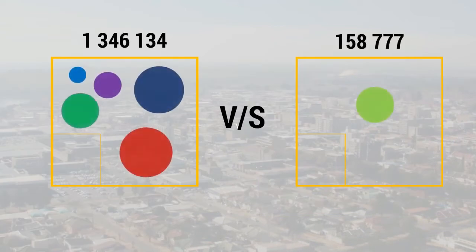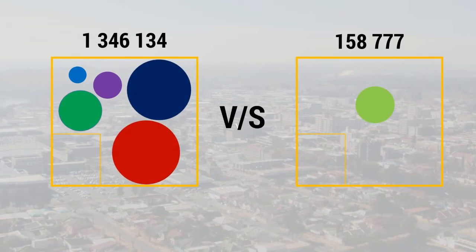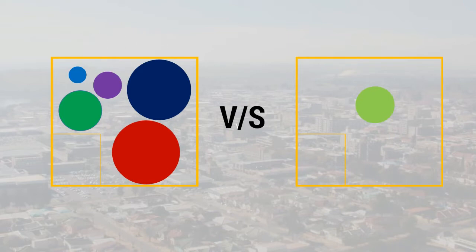This means that if the town of Benoni was a township, it would have over 1.3 million residents, and if the entire conurbation of Benoni was a township, it would have over 1.6 million residents.